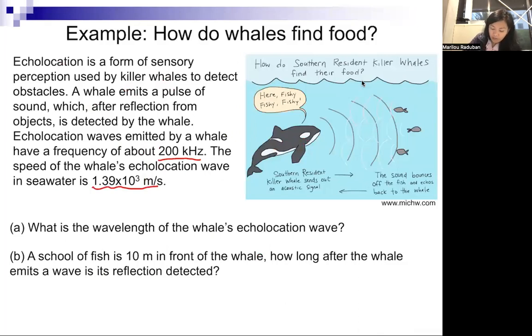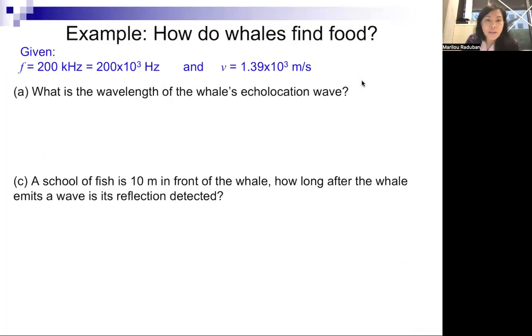Okay, all right. So for any given problem, we'll use the same strategy that we've always been using. It will be useful to pick out the given information that we can use to answer the questions. So we're given the frequency of the wave, 200 kilohertz. The unit for frequency is hertz. So having this prefix kilo means that kilo is 10 to the 3. So the frequency is equal to 200 times 10 to the 3 hertz.